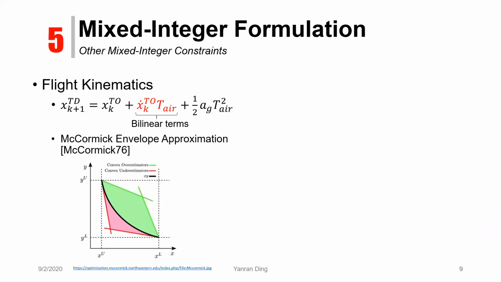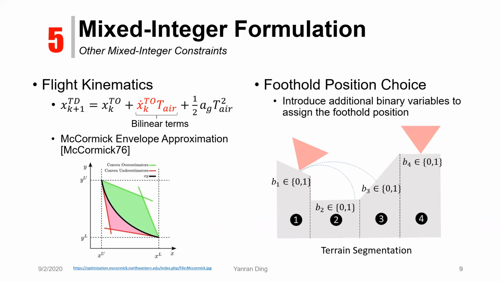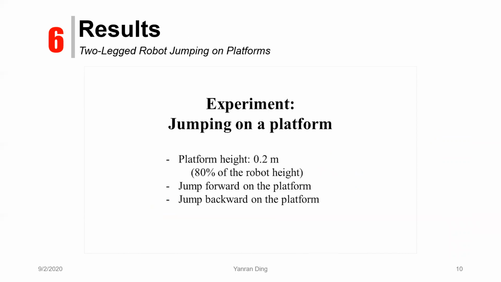For the flight kinematics, there is a bilinear term, which is the product of terminal velocity at the end of the stance phase and the aerial time. We use the McCormick envelope approximation as the mixed integer convex relaxation for the original bilinear term. For the foothold position choice, we segment the terrain into piecewise affine functions and introduce additional binary variables for each segment of the terrain to determine the touchdown position.